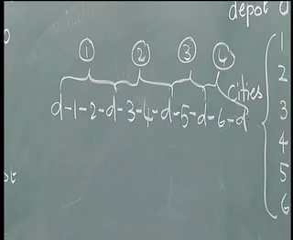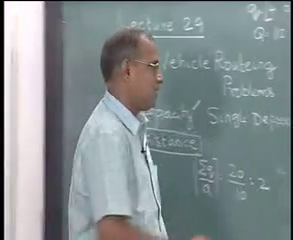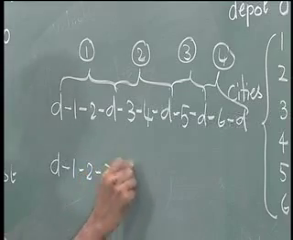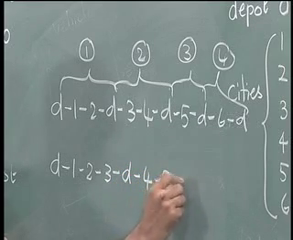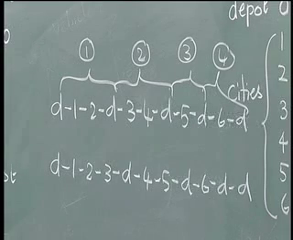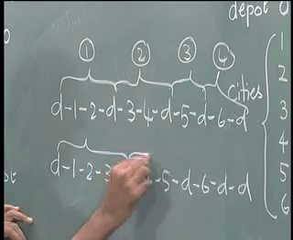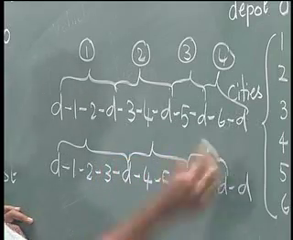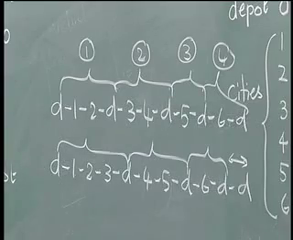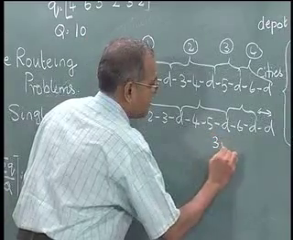Now, let me write another solution and let us check how many vehicles that solution requires. Suppose we write D 1, 2, 3 D, 4, 5 D, 6 D, D. Now, this means one vehicle goes to these 3, one vehicle goes to these 2, another vehicle goes to this, and the 4th vehicle does not go anywhere, it goes from the depot to the depot. Now, this means effectively that there are only 3 vehicles.